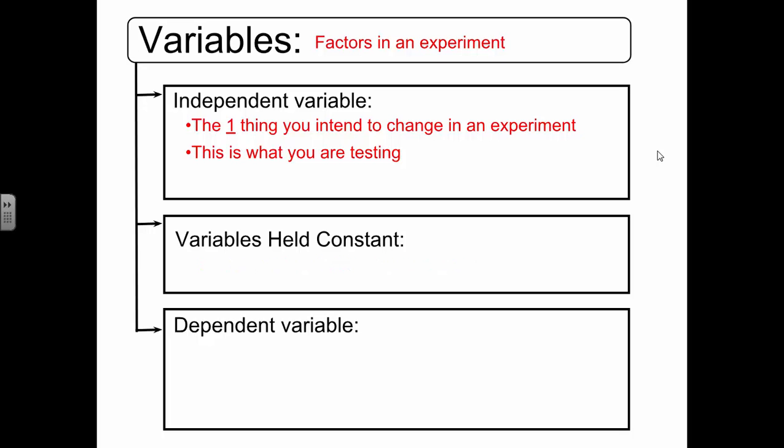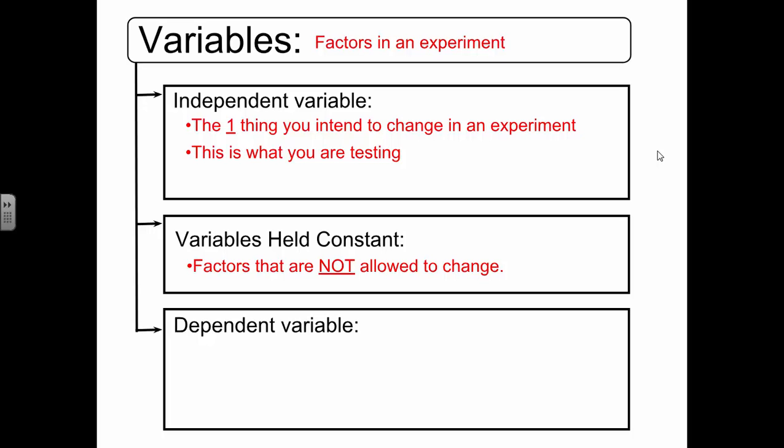So if you're making sure in your two groups there's only one thing different, what about all the other things? What do you have to do with them? Make sure they're the same. And those things we call variables held constant. So with the plants, once you guys fix the experiment for me, the independent variable is the color of the light. Variables held constant are all the other things: the type of plant, the amount of time, the water.